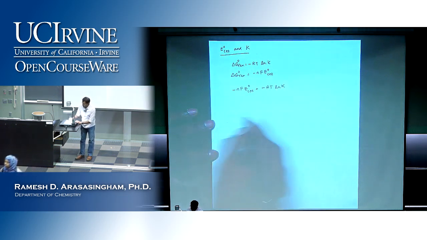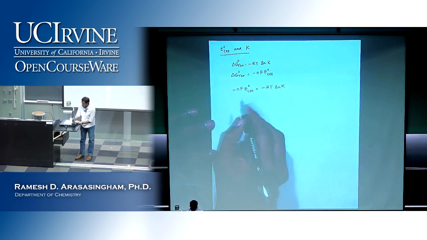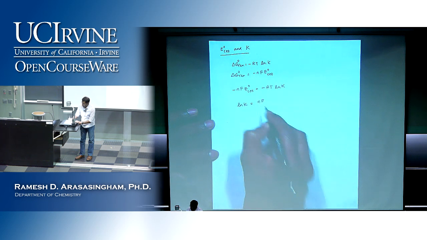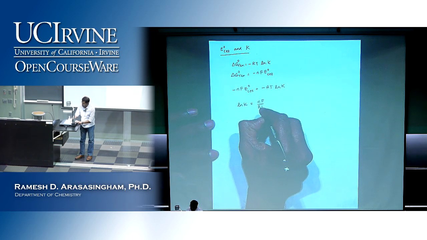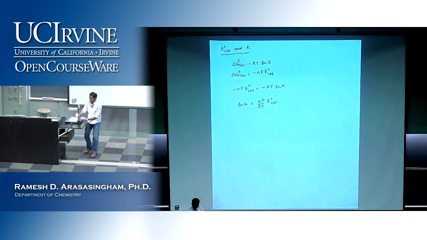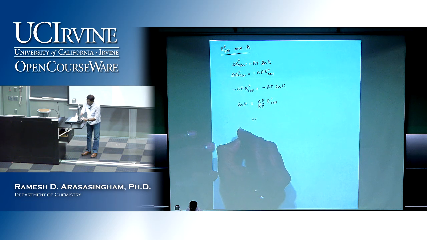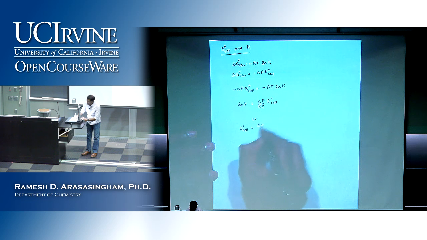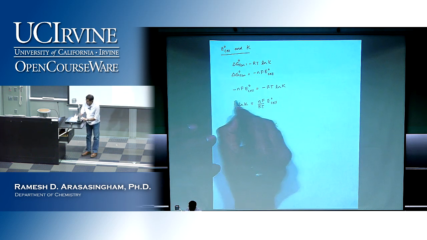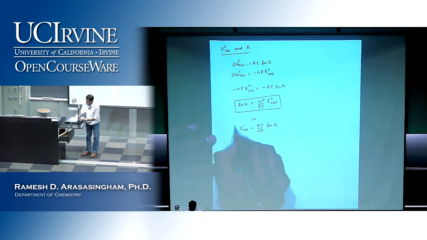And so now we can rearrange to get rid of the two negative signs. We can either say ln K equals nF over RT times E naught cell, or we can say E naught cell equals RT over nF times ln K. So depending on what we want to calculate, you can rearrange this equation to get either this or this.